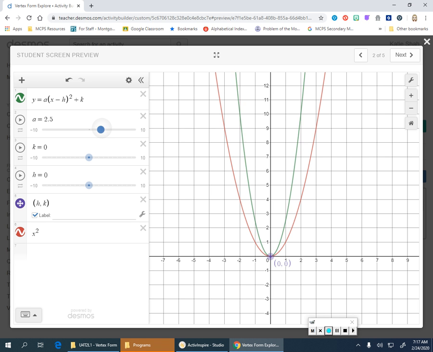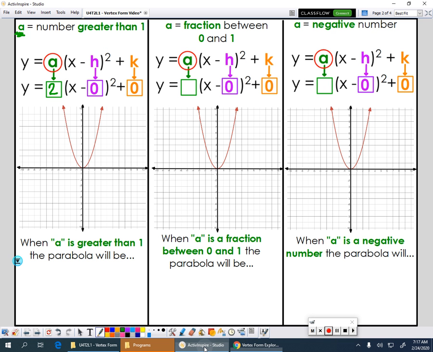Look at what's happening as my a value gets to be a number that's greater than 1. As my number is greater than 1, this function gets skinnier than my parent function. So when a is 2, which is what we were looking at, we're going to say it gets skinnier. I'm going to sketch in here what it looked like. When I had an a value of 2, my parabola was skinnier than my parent parabola. And what we'll say is as the a value gets greater than 1, the parabola will be skinnier. We say it gets stretched vertically.